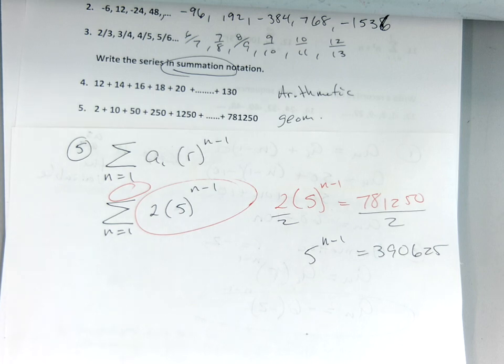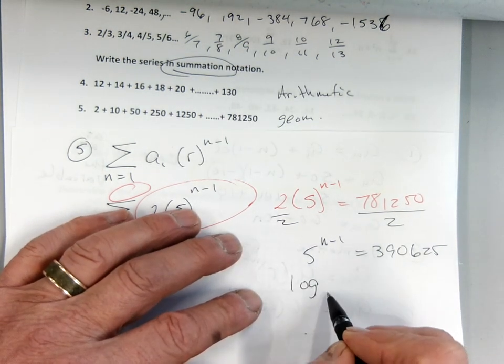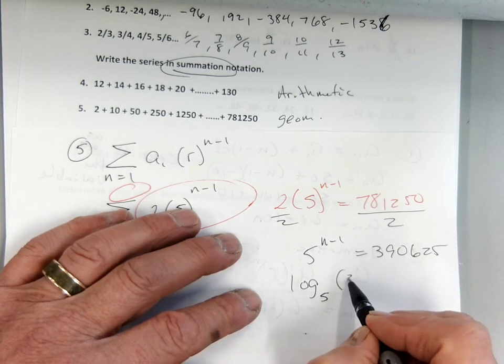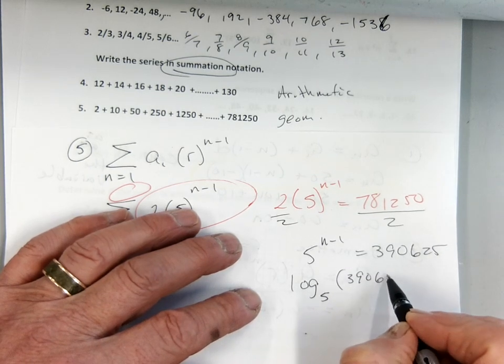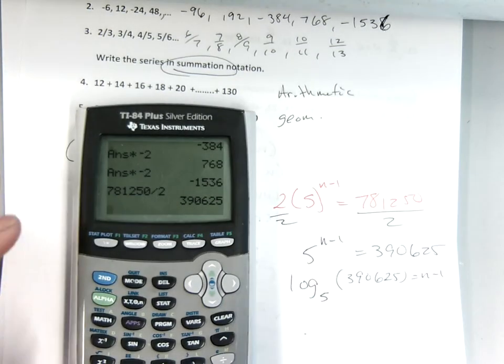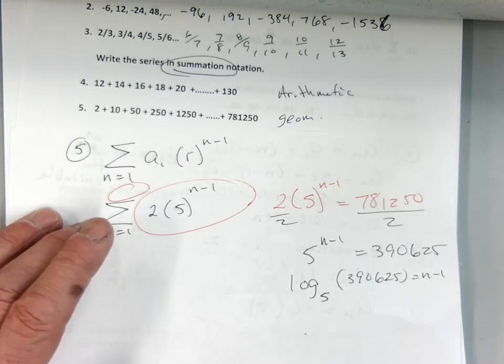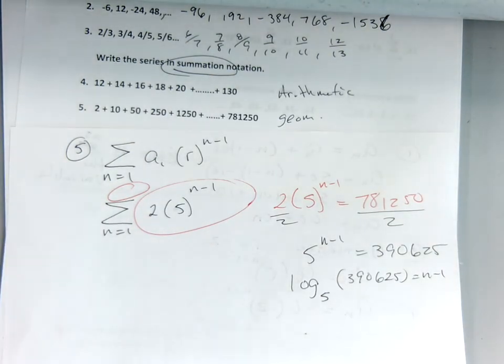So I'm going to go, okay, wait a minute. I learned this math. Now we're going to bring back some math we learned a long time ago. Log base 5 of 390,625 equals n minus 1. We've done this before, right? I'm going to go, oh, I've got an old calculator. I don't have a new one, right? All right, anybody have a new one?